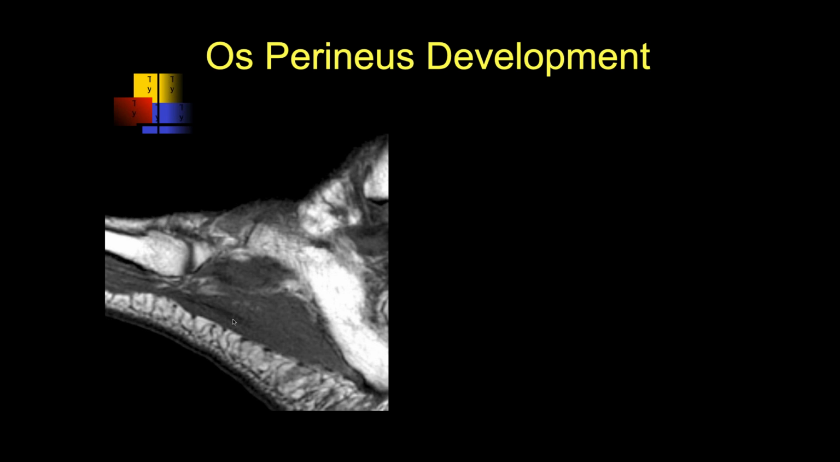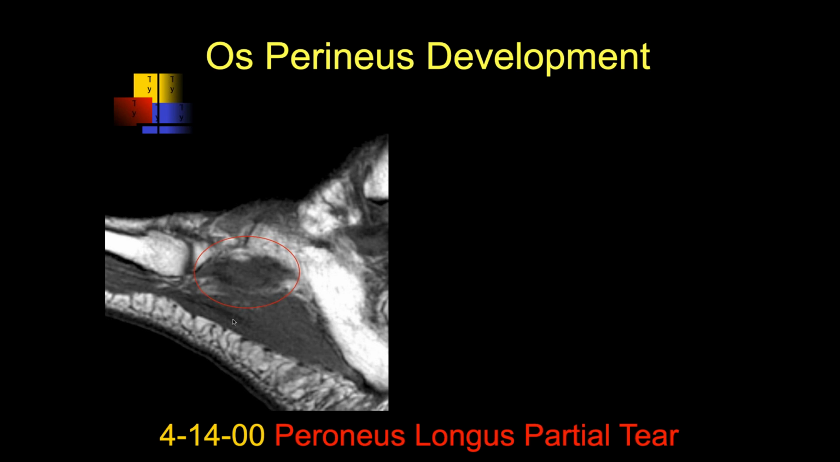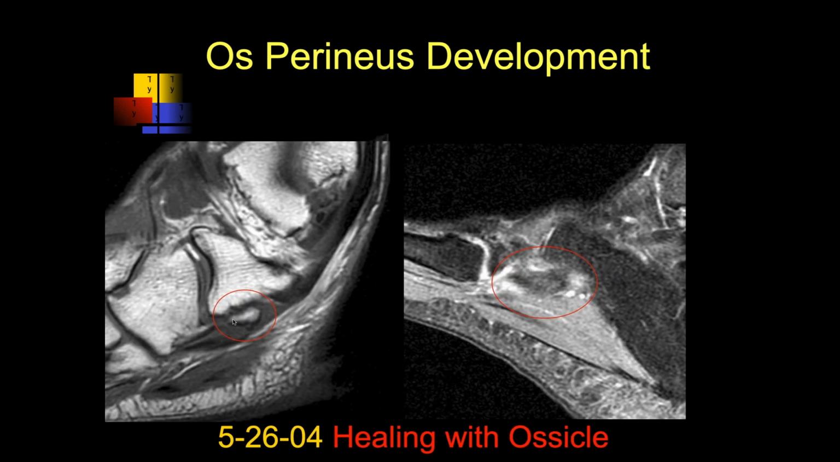Looking at this sagittal image, I don't really see much abnormality here. Oh, I see it. Peroneus longus partial tear. It's definitely thick in there, and there's decreased signal. It's hard to see on that one image, but this was on 4/14/2000. The person came back about 4 years later, and this is what it looked like.